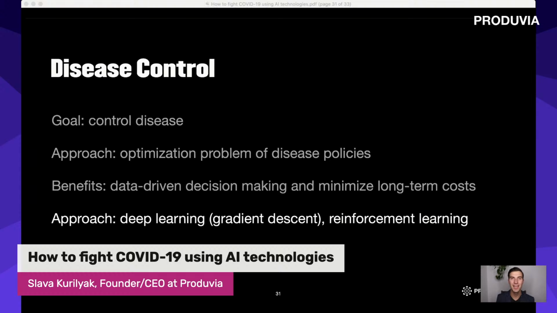Reinforcement learning is a common algorithm that has been applied from the gaming industry, and today more and more other domains, including the healthcare domain, are benefiting from this particular technology. Reinforcement learning is at least one particular approach in how we can go about controlling this disease.